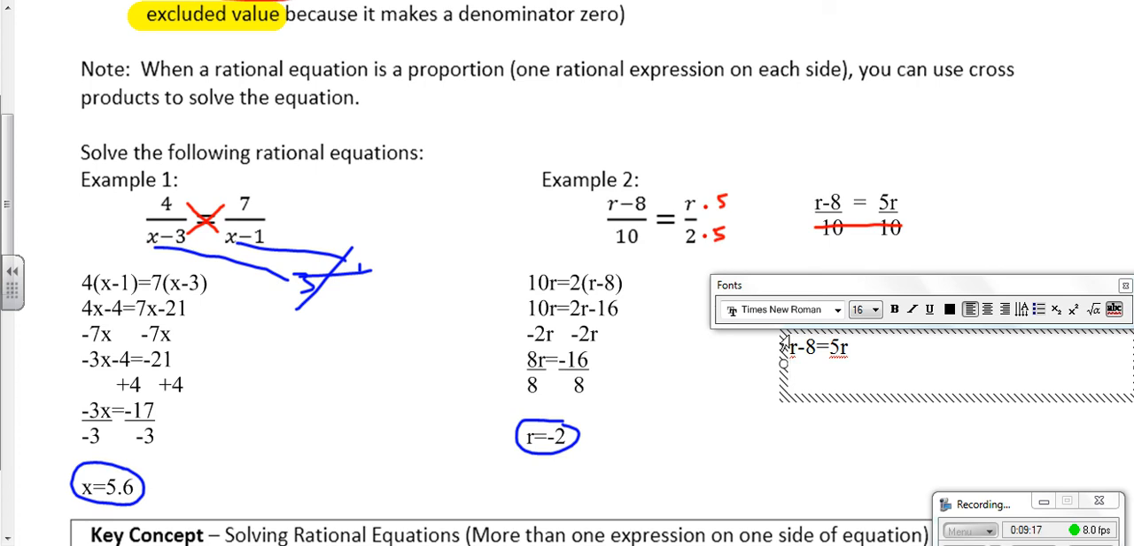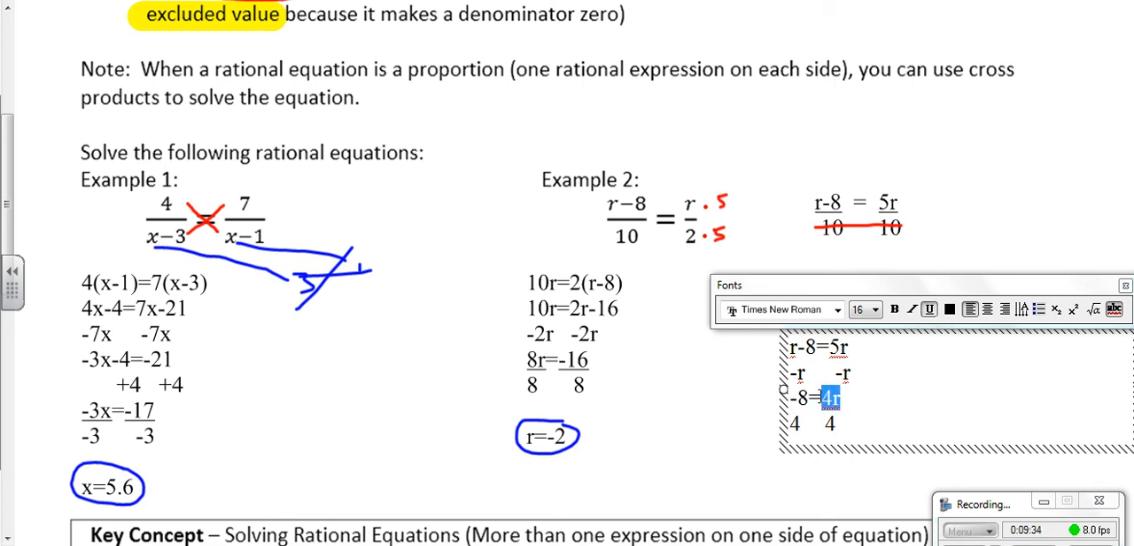So I'm going to solve this one for r. I'm going to subtract r from both sides. And that's going to give me negative 8 equals 4r. I'm going to divide both sides by 4. And in doing so, I have solved for r, and r is equal to negative 2.